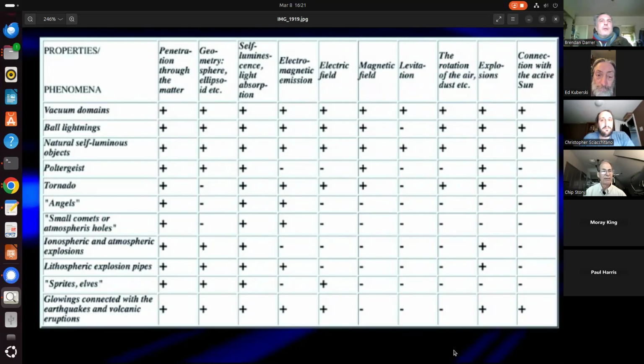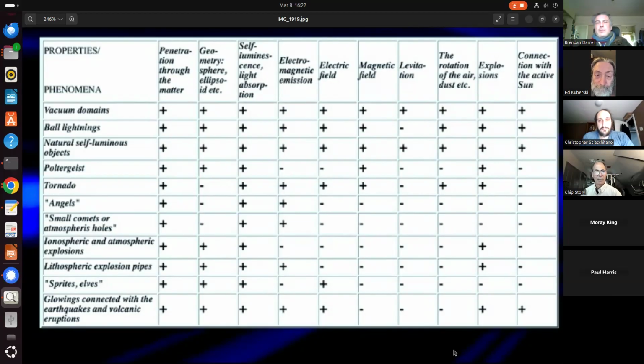Penetration through matter. Geometry, sphere, ellipsoid-like, self-luminates, luminescence, light absorption, additional properties for electromagnetic emission, electric field, mag field, levitation, rotation of the air, dust, etc. Interesting. Explosions and connection with the active sun.